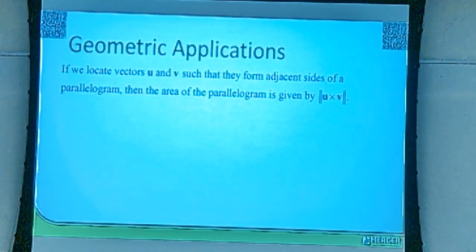Locate vectors u and v, they form adjacent sides of a parallelogram, and the area is given by the magnitude of the cross product.